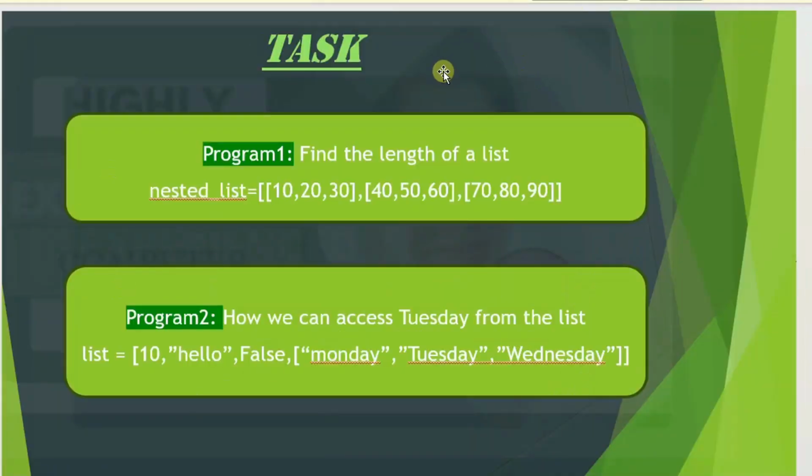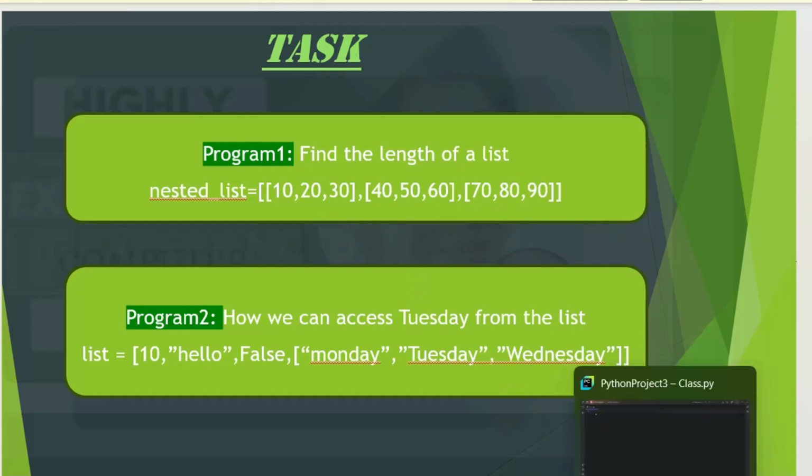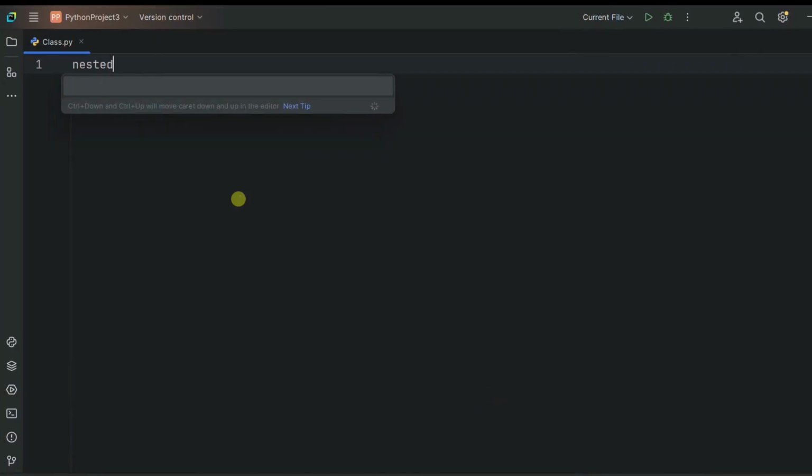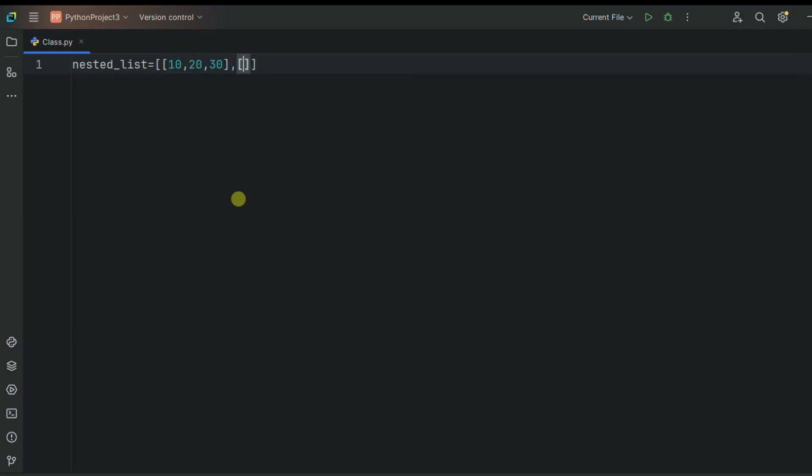Now we have a task. The task is that we need to find the length of our list. We have a variable nested list equal to a list containing 10, 20, 30, 40, 50, 60, 70, 80, 90. This is a nested list. How can we find the length of this nested list? At first I will write my variable name, nested list, and then an equal sign, and then 10, 20, and 30. The second list is 40, 50, and 60. And the third list is 70, 80, and 90.